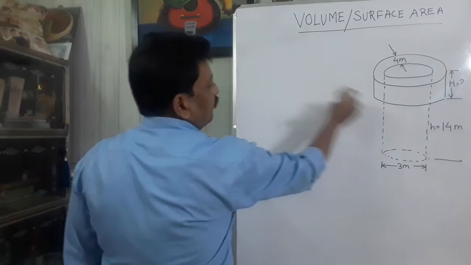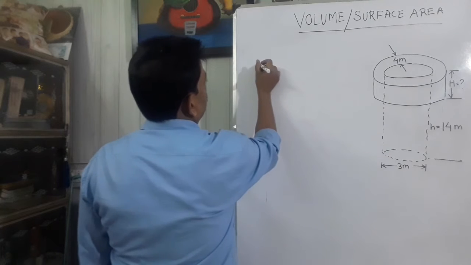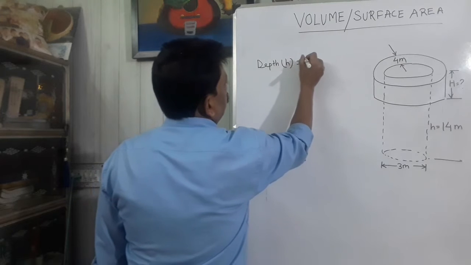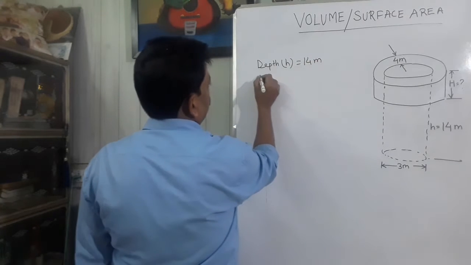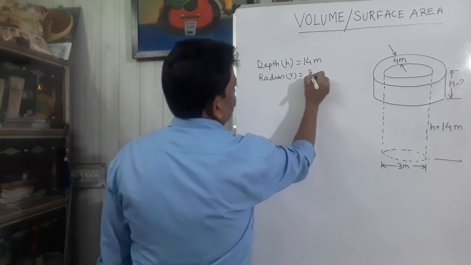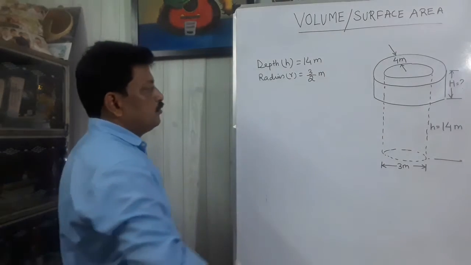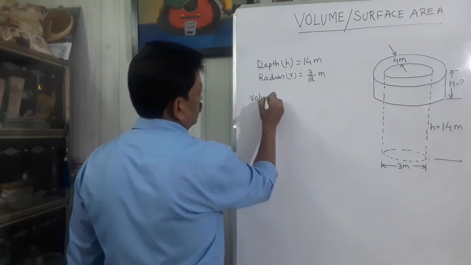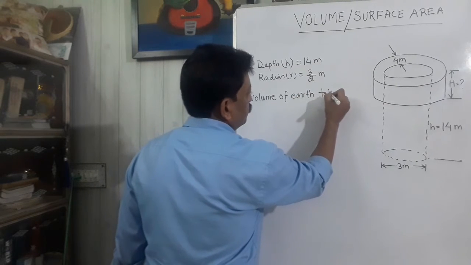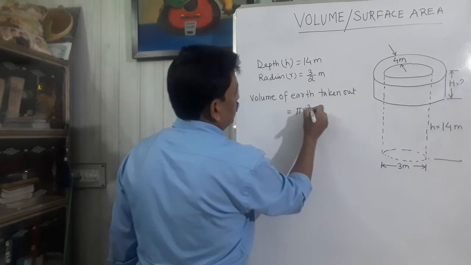First, for the well, the depth of the well is 14 meter and diameter is 3 meter. So depth h equals 14 meter and radius r equals 3 upon 2 meter. Diameter is 3 meter, so radius will be 3 upon 2 meter. So volume of earth taken out equals pi r square h.